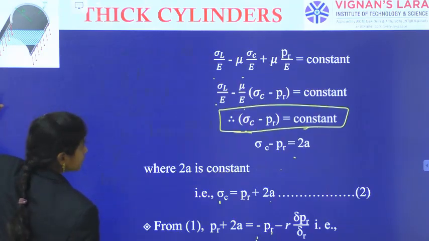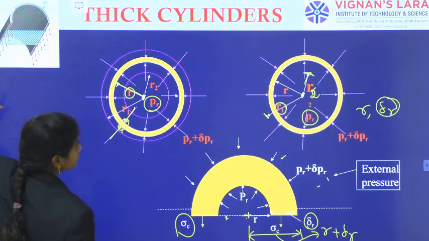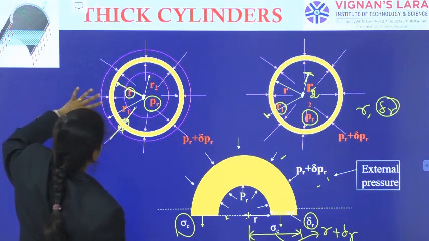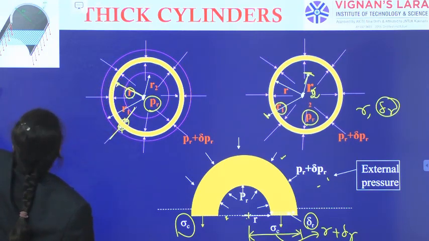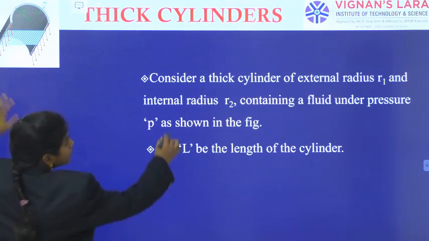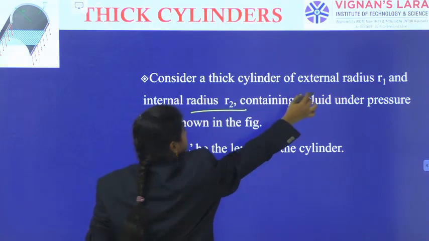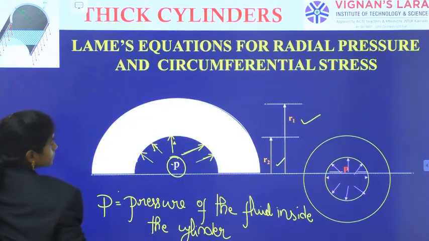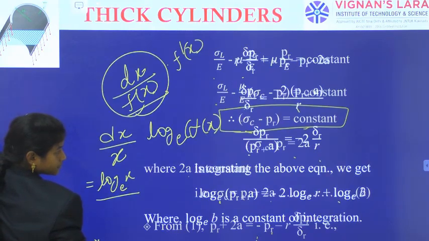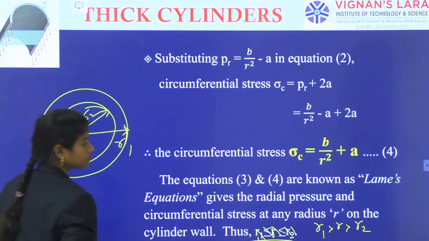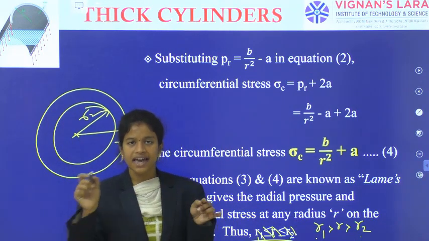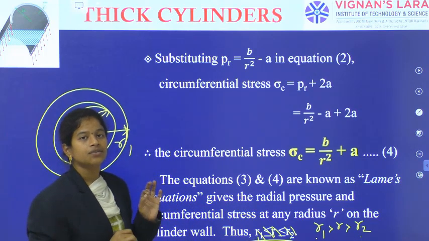See, from our first picture we have observed the external radius and the radius r, right? So internal radius is r2, external radius is r1. So r1 should be bigger. In between, any point is having a distance or radius of r from the center.